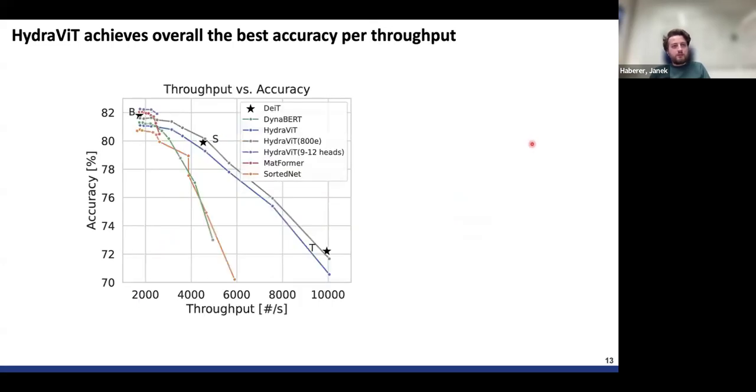Yes, and then for the throughput, which is sometimes a bit nicer of a metric because GMACs doesn't always tell the whole story. This is done on an A100 for all of the models. And here actually the gap is much larger. If you compare to sorted net, at around 6,000 samples per second throughput, we have a near 7% accuracy gap. So we have nearly 7 percentage points better accuracy, which is quite a lot.